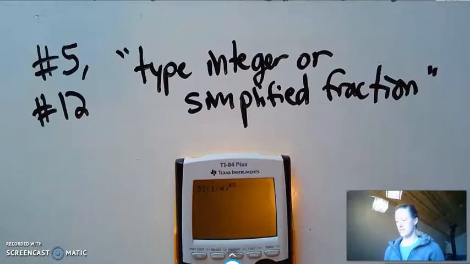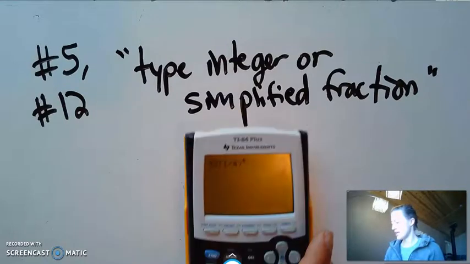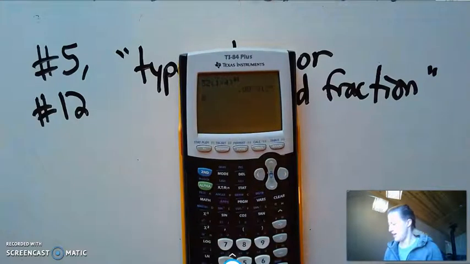Okay, the next ones I wanted to mention were 5 and 12. The directions say type integer or simplified fraction, but it takes a decimal. It did for me for both of them. So say you get a long decimal, try entering the decimal and see what it says.